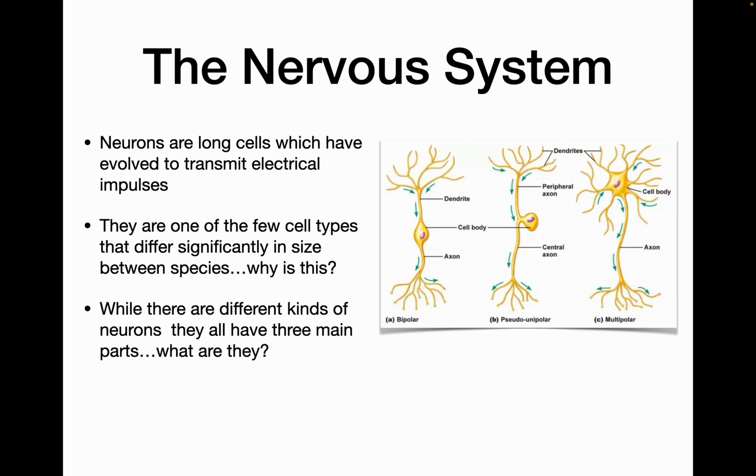There are different kinds of neurons. You can see three different ones in this picture here, but we're mostly going to be talking about this style here. Multipolar is the most common type, so we're focusing on that in this course. But all neurons have three main parts that are always present. Take a minute, look at the diagrams, think back to your reading. What three main parts are there?